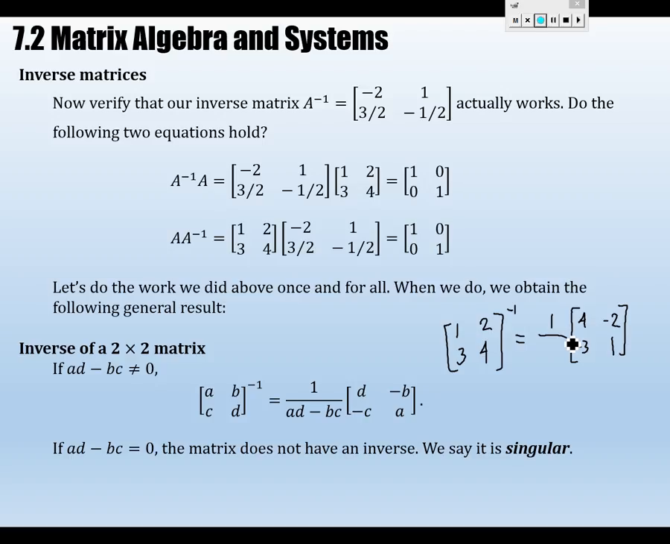A times D, which is 4, minus B times C, which is 6. So what does that come out to be? -2. Is that the same thing? Let's multiply it in. You get -2, +1, 3/2, and -1/2. Yes, good. That is what we have up there, isn't it?